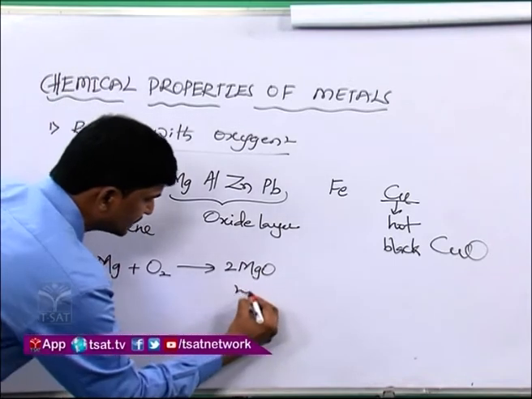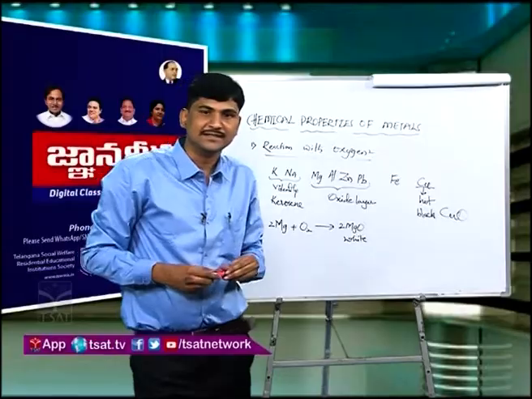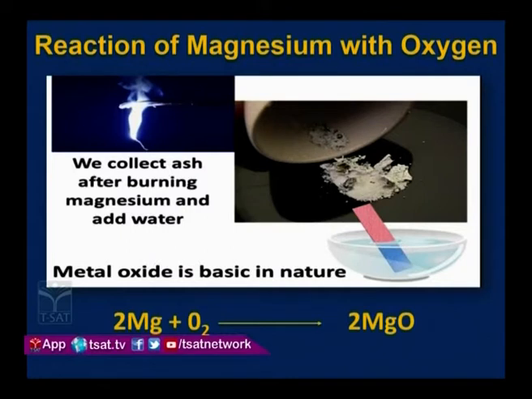The white ashes we collect, and these white ashes are mixed with water. Then we get a solution. We test it with a red litmus paper, which changes into blue. So what do you already know, children? If red litmus changes into blue, the nature of magnesium oxide is basic. So that is what we have given here: metal oxides are basic in nature.